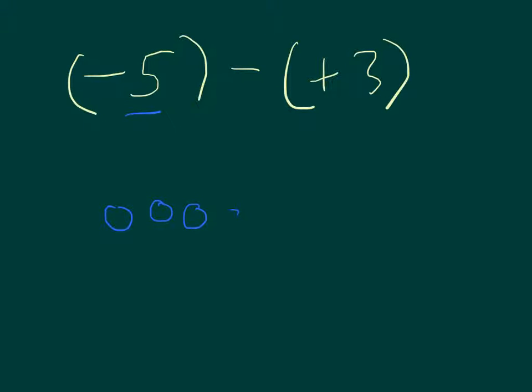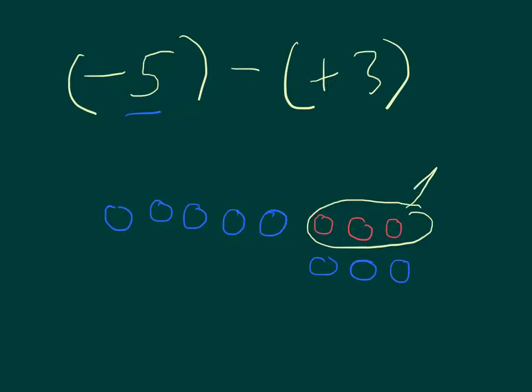So 1, 2, 3, 4, 5. Now it's asking us to take away positive 3, but I don't have any positive 3s, so I'm going to put them in. 1, 2, 3. But remember, we always have to put them down as 0 pairs. Now that I've set it up this way, I have the ability to remove positive 3. So I will remove the positive 3, and here's my answer. Negative 1, 2, 3, 4, 5, 6, 7, 8. The answer to that question is negative 8.